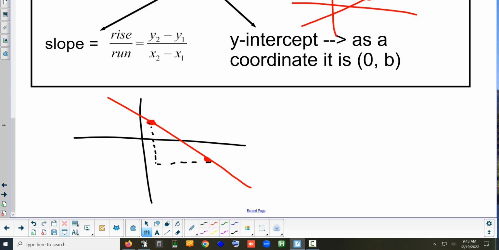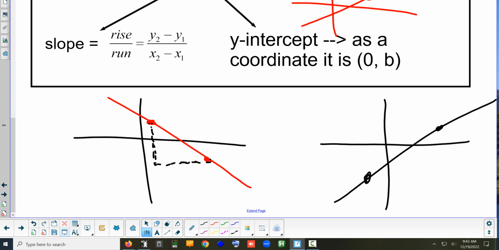Anyone help her out with the last one? What kind of number represented going up? Yeah, a positive. So what kind of number do you think represents going down? A negative. Right? If we go down and to the right, that's going to be a negative slope. If we go a point here and a point here, we go up and to the right, that's a positive.